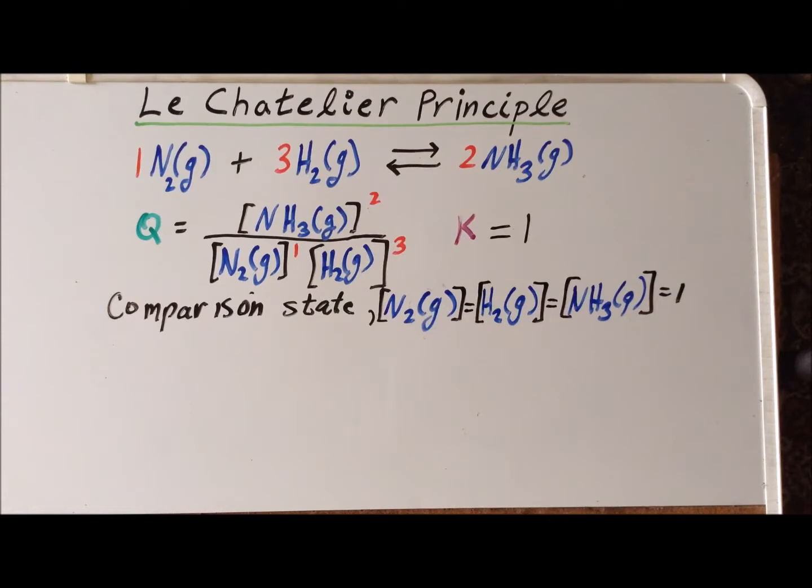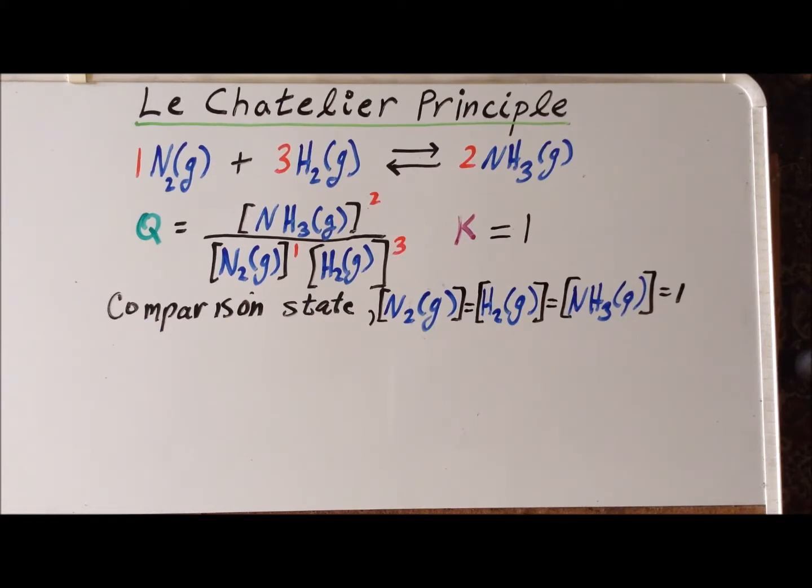To make it easier to see what we're doing when we make these various different changes in the system, let's just pick one arbitrary state. And this arbitrary state that we're going to use as a reference, as a comparison, is the state where the concentration of nitrogen is equal to the concentration of hydrogen, which is equal to the concentration of ammonia, and they're all set equal to 1. We're just doing this simply for convenience, and then we realize that if we substitute these values into Q, Q is going to be equal to 1. Since Q is equal to 1 and K is equal to 1, it tells us that Q is equal to K. Therefore, this reference state is a state where we are at equilibrium.